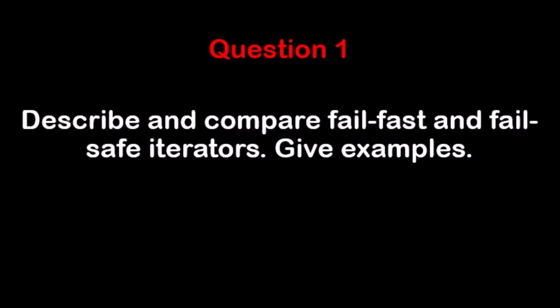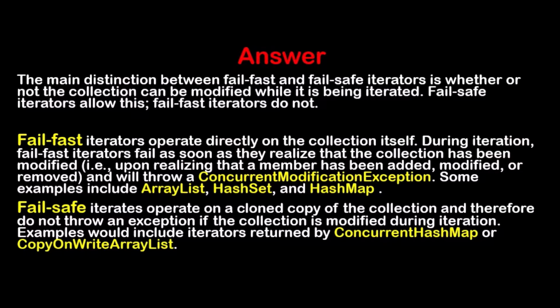Question number 1. Describe and compare fail-fast and fail-safe iterators. Give examples. Answer. The main distinction between fail-fast and fail-safe iterators is whether or not the collection can be modified while it is being iterated. Fail-safe iterators allow this, fail-fast iterators do not.